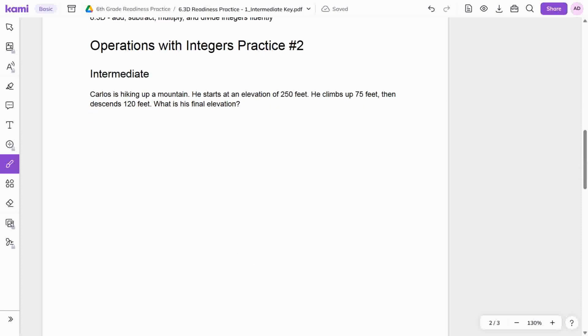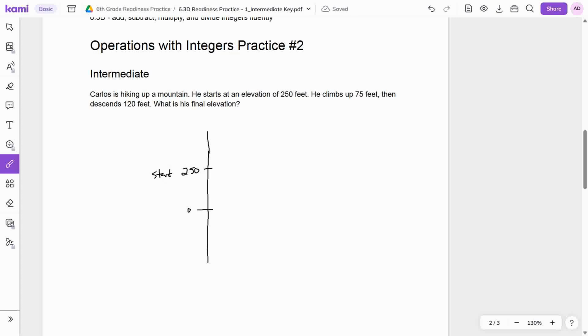So Carlos is hiking up a mountain, and he starts at an elevation of 250. He climbs up 75, descends 120. Okay, so since we're looking at a mountain, let's do a number line, but let's do a vertical number line. So let's just think of our number line like this, and that's going to kind of represent our mountain. So he starts at an elevation of 250. That's where he starts.